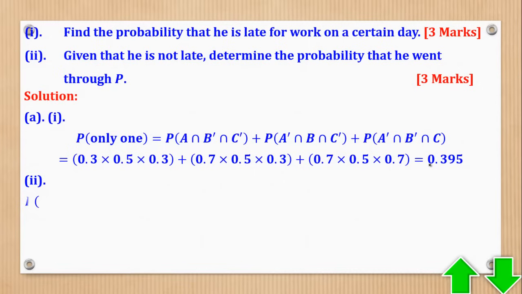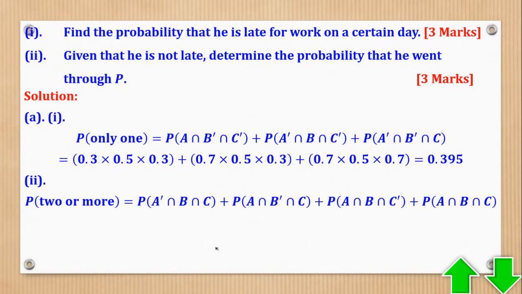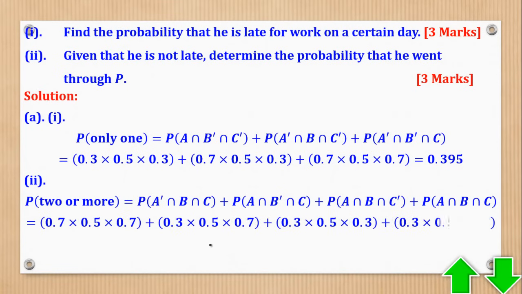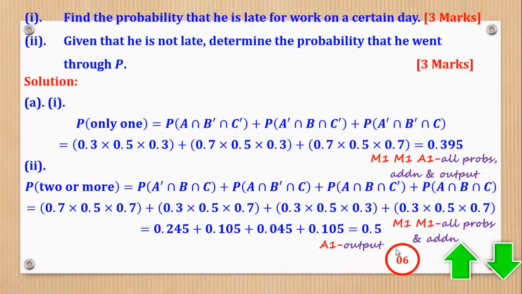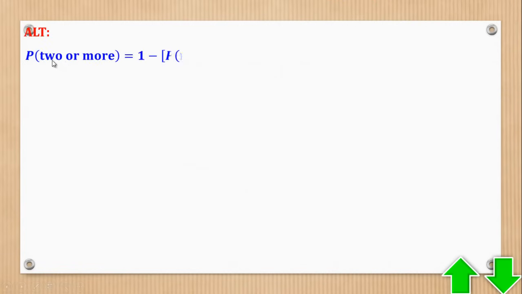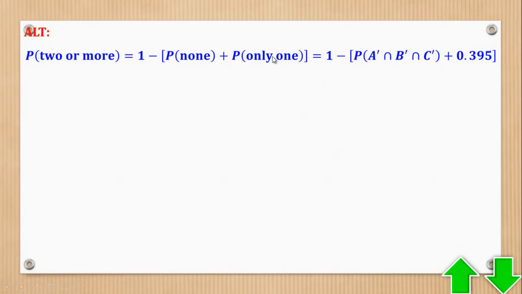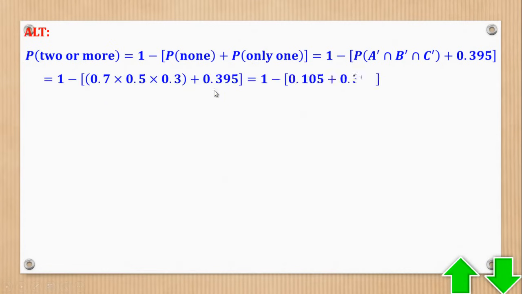Then part B, they say two or more. Two or more means two or three. So this is two, this is two, this is two, and this is three. Like that. So you substitute; independence, so that's why you multiply, then we get the answer. That is one way. Another one could say two or more is the complement of one or none. So it also gives the same answer. So alternatively, one can say two or more is the same as one minus the probability of none or one. So you still get the same answer.